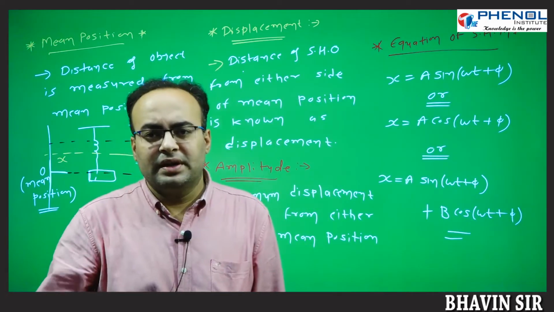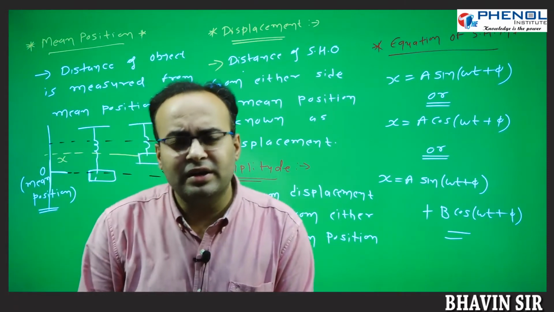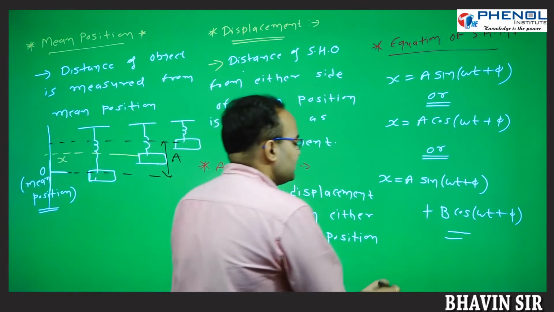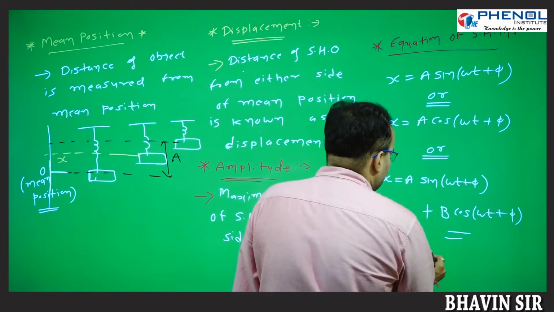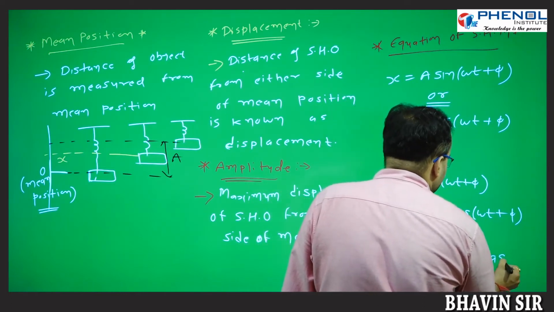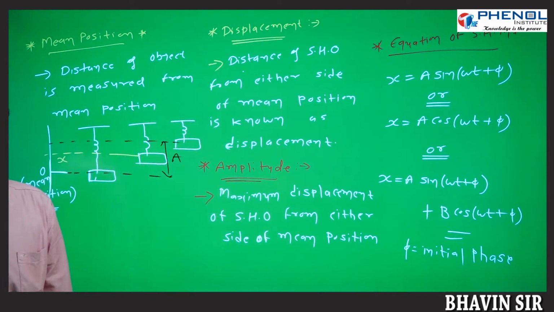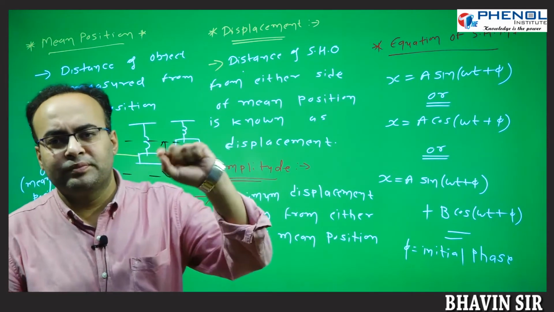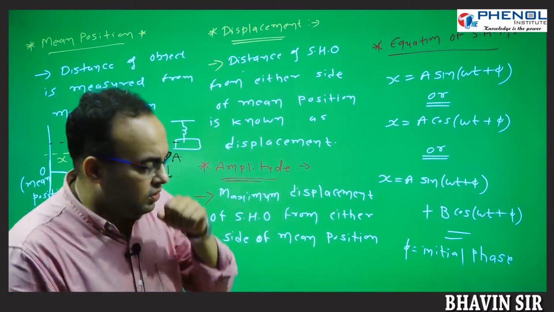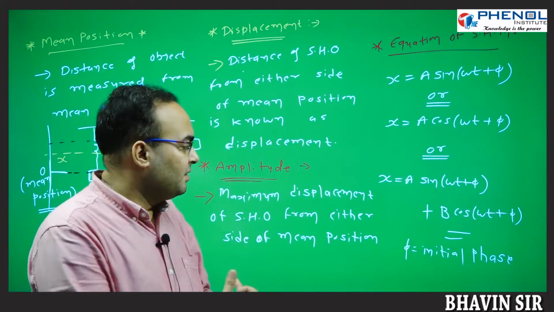And A is known as amplitude, omega is angular frequency, 2 pi nu, t is time. And what is phi, students? Phi is known as initial phase. So initial phase means what, students? The point about which oscillation starts, that is known as its initial phase.